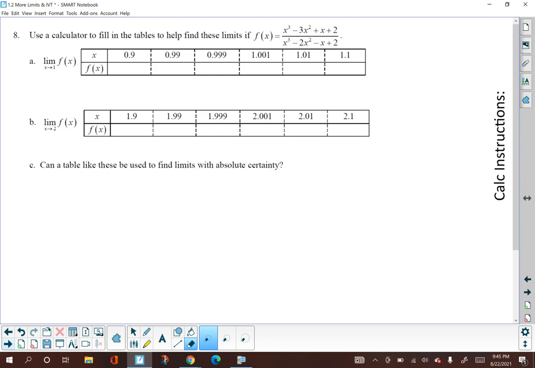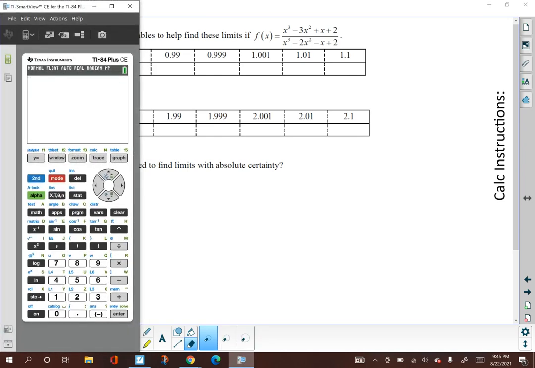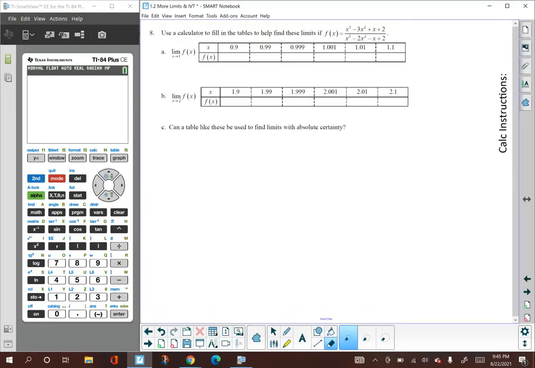Our next example uses a calculator. So I'm going to pull up my calculator. It says use a calculator to fill in the tables to help find these limits if the function is this function. So first of all, if you do not have a graphing calculator yet, don't panic. You can do this on the little scientific one. It's a little bit different keystrokes, but you could.